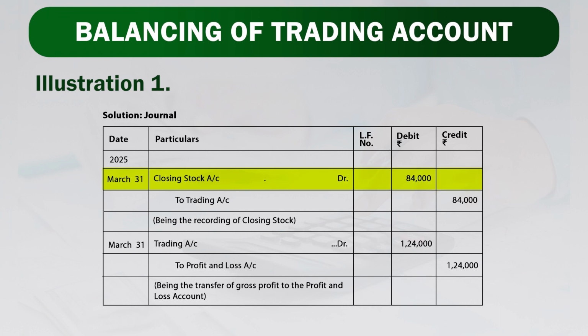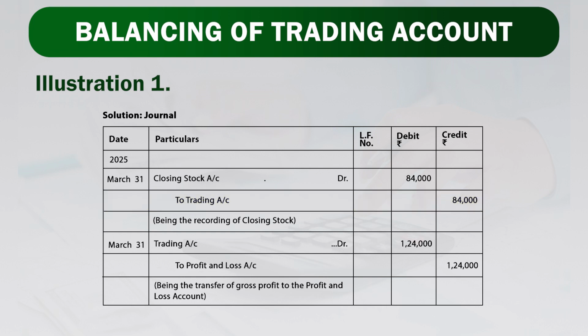Then we have the closing entry for closing stock. As I told you, the book value is 88,000, but the market value is 84,000. So, as per prudence we have to consider the lesser value, that is 84,000, the difference being our probable loss. So, closing stock will be debited by 84,000 and trading account will be credited by 84,000 rupees.